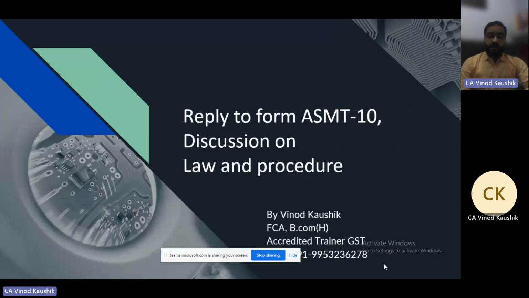So today we are going to deep dive into the legal aspects of Form ASMT 10, and a discussion shall be made on the law and the procedure relating to Form ASMT 10.